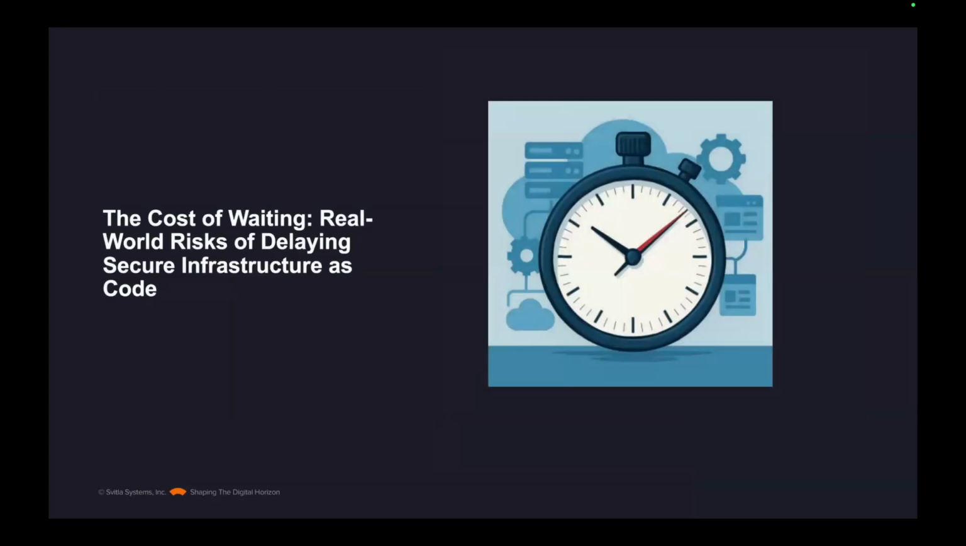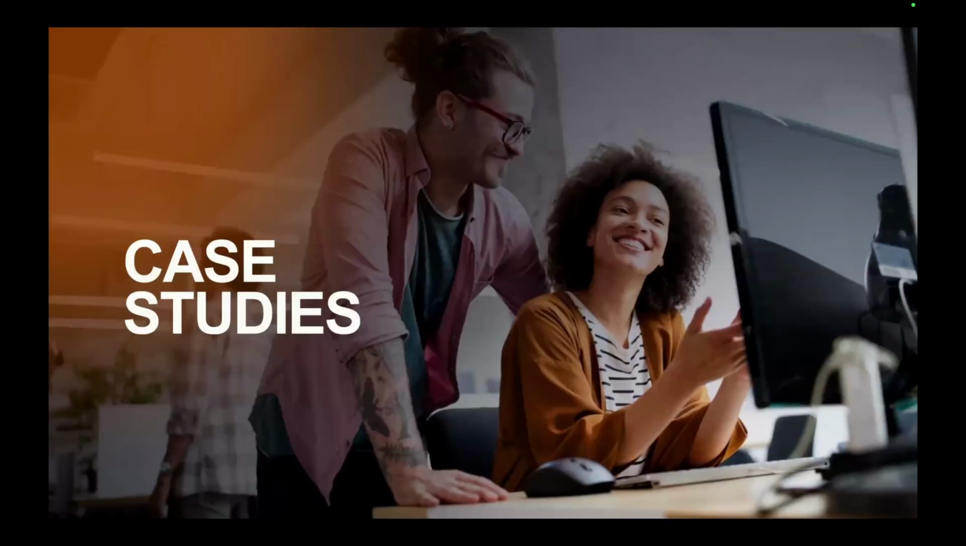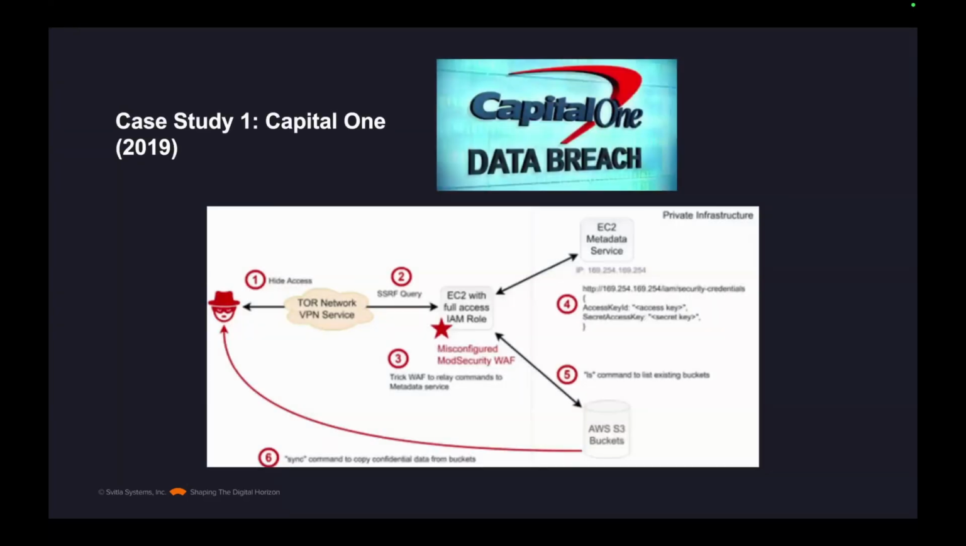So we'll now see the cost of waiting to adopt secure infrastructure as code. I'll go over two case studies. The first one is Capital One, which had a breach where an attacker got into an EC2 instance in Amazon due to a misconfigured firewall. Since that EC2 instance had full permissions, the hacker was able to list all the S3 buckets in the company, and he exfiltrated the information to the web.